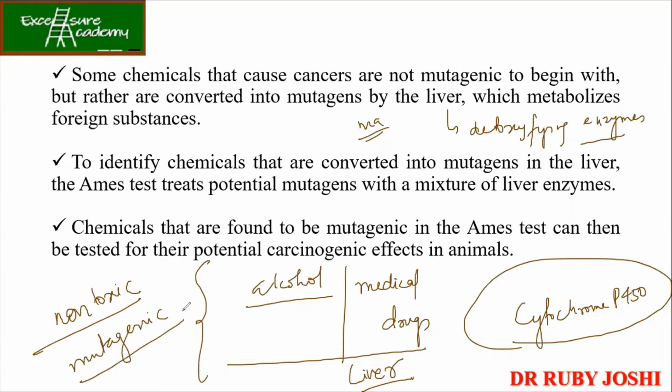Getting the point? So, yes ma'am. Non-toxic means it will not affect the cells at that time, but since it is mutagenic, it is causing mutations in the DNA and later on the cells are affected. Okay, this is the meaning.